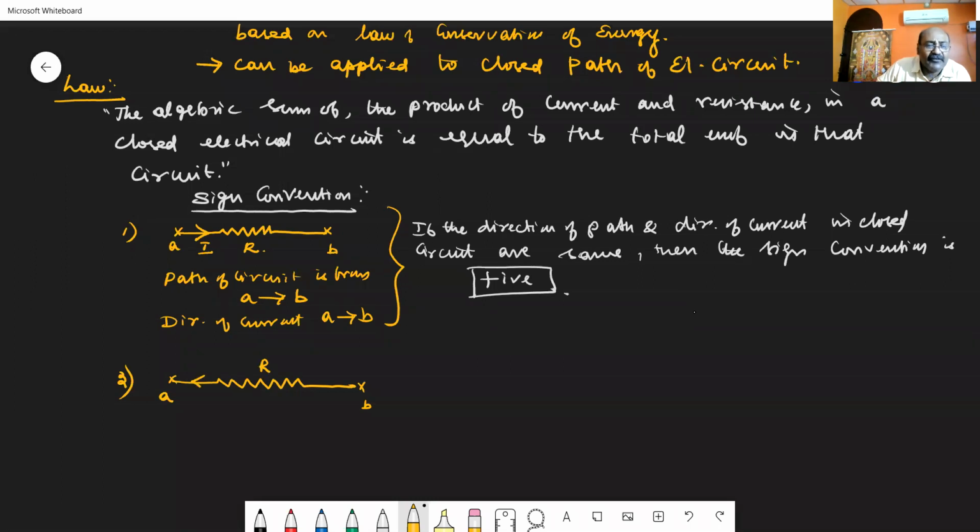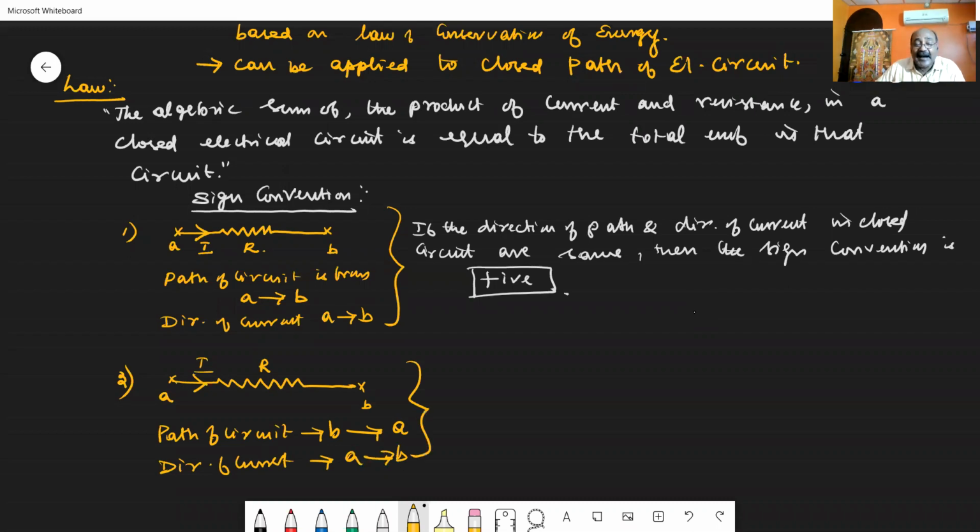Now a current of I ampere is flowing from B to A. Or I can take it like this also. I can consider it like this: always the current is flowing from A to B. But if I am considering the path of the circuit as B to A, and the direction of current is considered to be A to B.